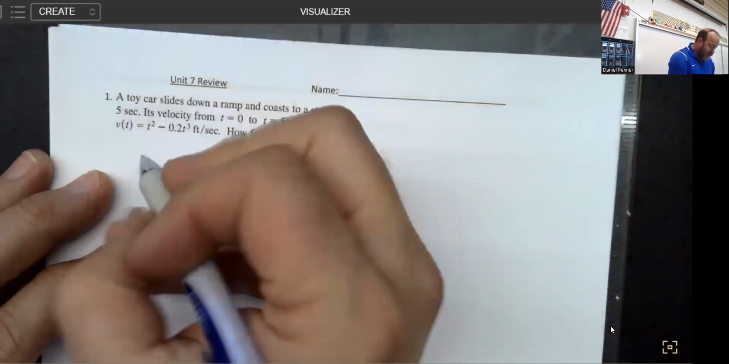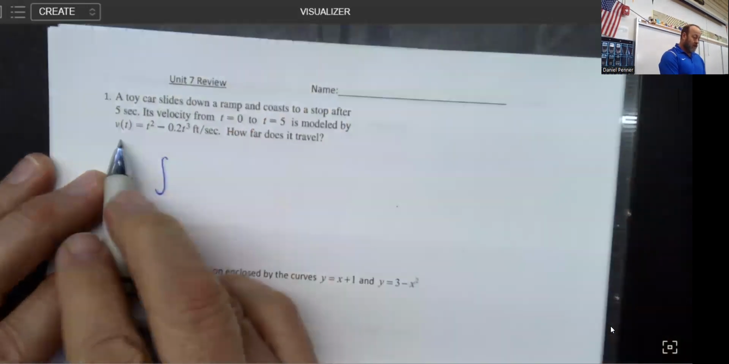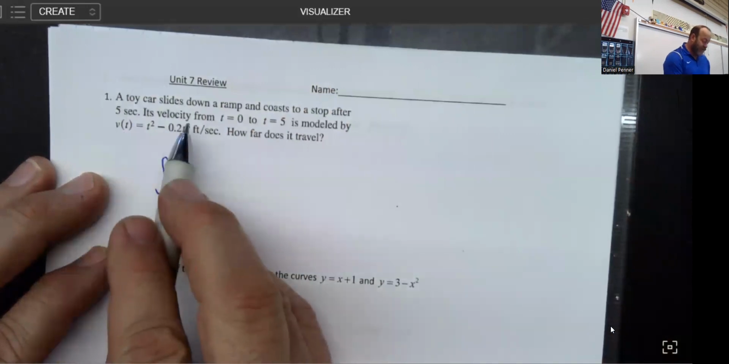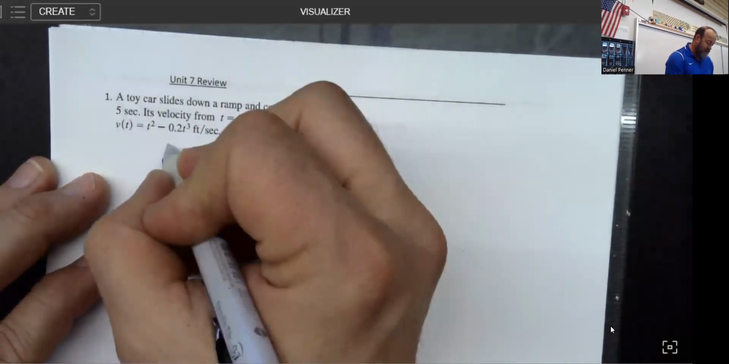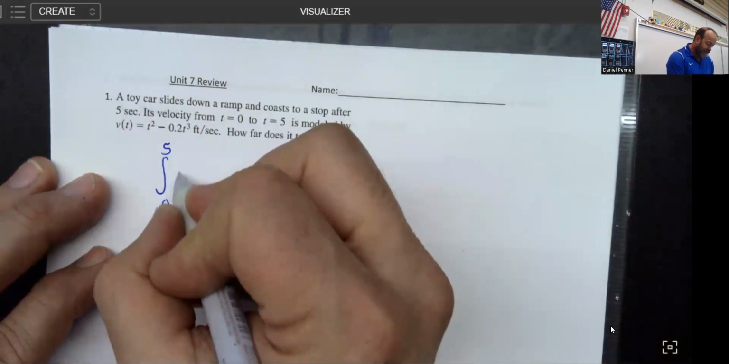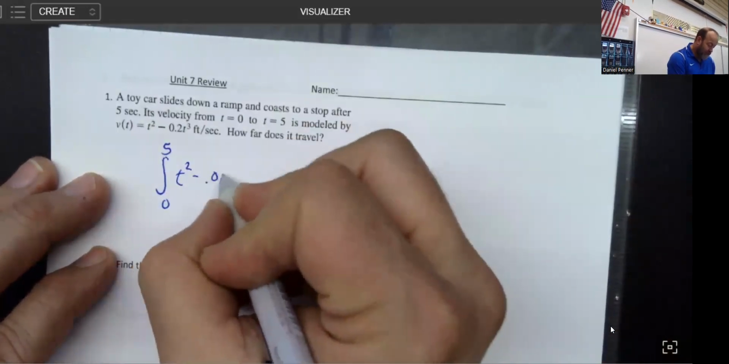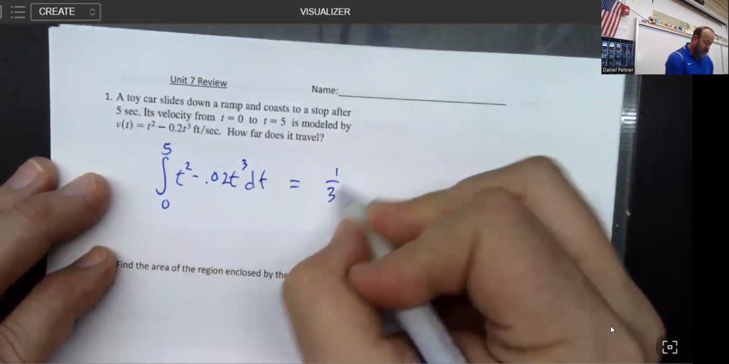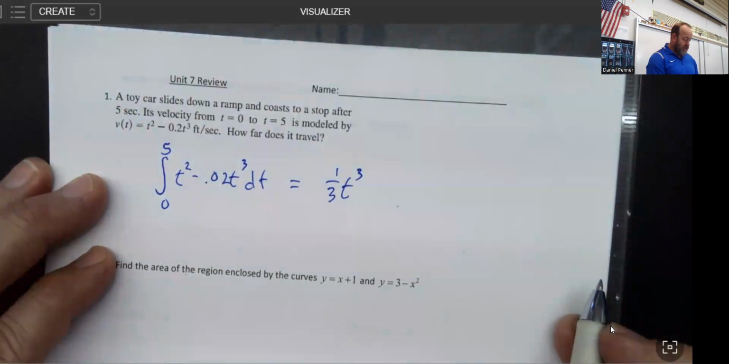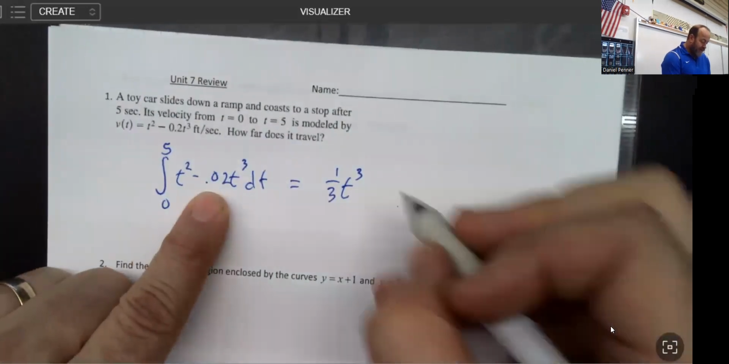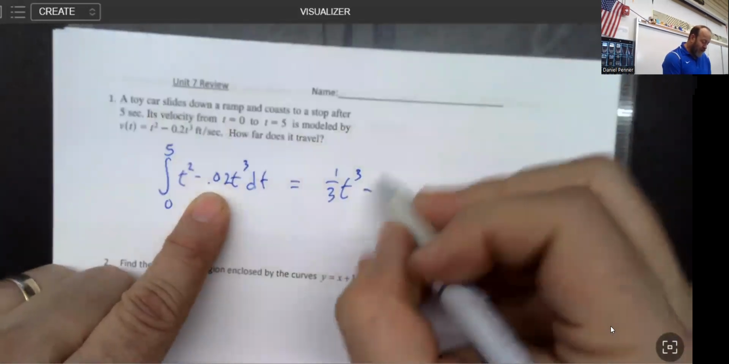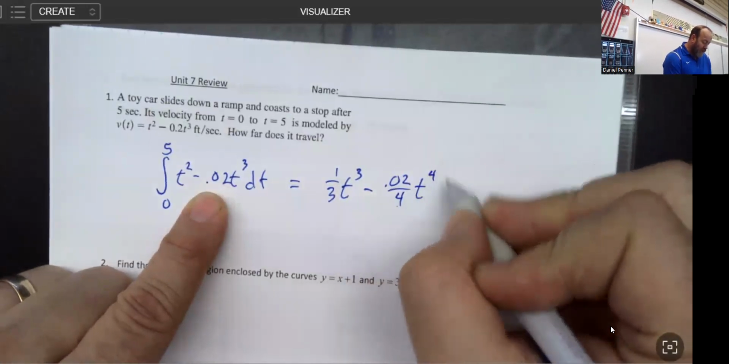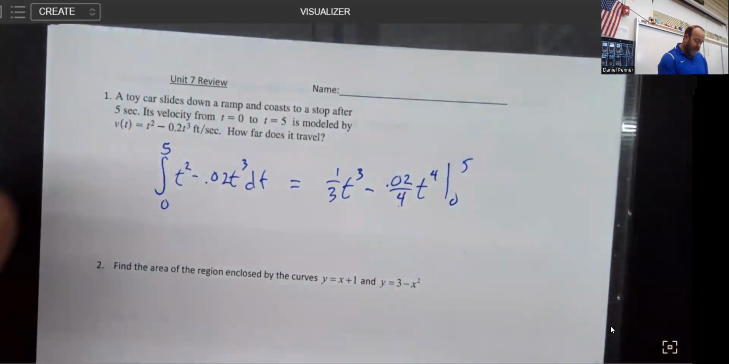So let's go ahead and find the integral of that, because remember, the integral of your velocity would be your position function. So we're going to find out what happens if I integrate v of t dt. So my nice easy integral would be 1/3 t cubed minus 0.02 over 4 t to the fourth, evaluated from 0 to 5.